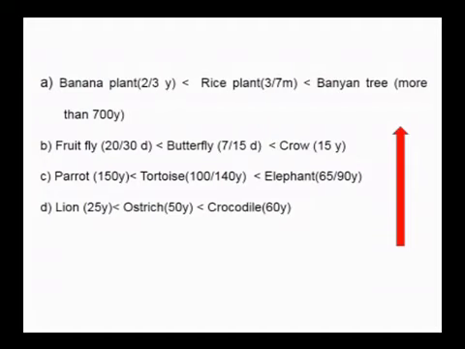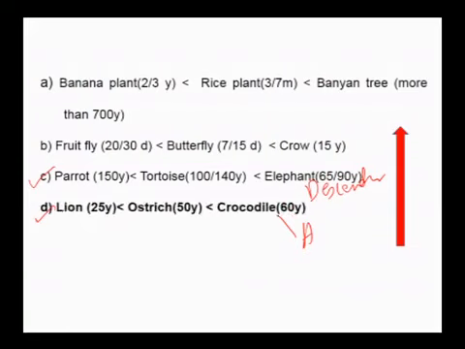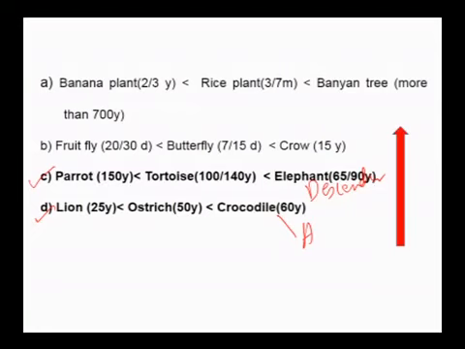But here the question says, arrange the organisms in ascending order, that is from least to highest. Therefore, lion has 25, ostrich 50, crocodile 60. Therefore, the answer is D. Suppose the question is asked in descending order, that is from highest to least, then your answer should be C. So D for ascending order, C for descending order.